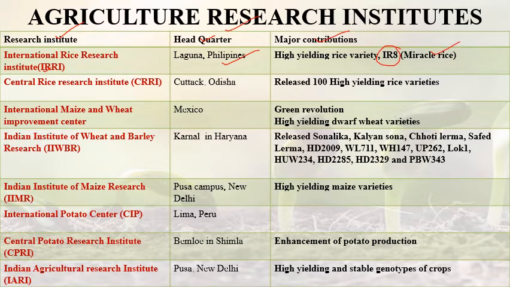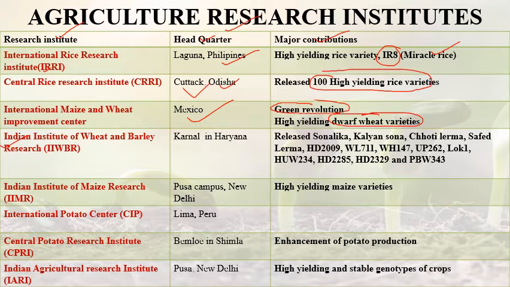Next, we have Central Rice Research Institute. It is located in Cuttack, Odisha, in India, and it has released approximately 100 high-yielding varieties of rice. Next, we have International Maize and Wheat Improvement Center located in Mexico, responsible for Green Revolution and producing high-yielding dwarf wheat varieties. So this is the contribution of this center.